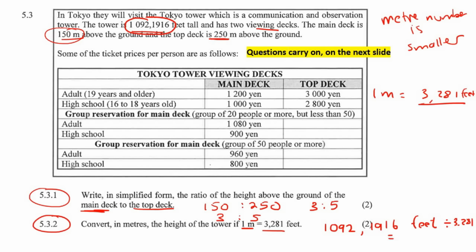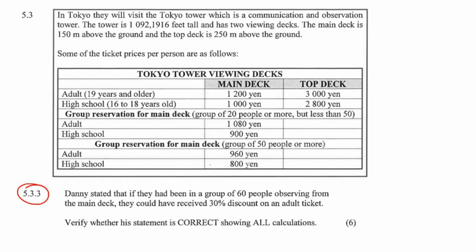And if you work that out, you're going to end up with 332 meters and 332,88 meters. With this question, it said Danny stated that if they had been in a group of 60 people observing from the main deck, they could have received 30% discount on an adult ticket. Verify whether his statement is correct. Okay, so it's pretty straightforward.